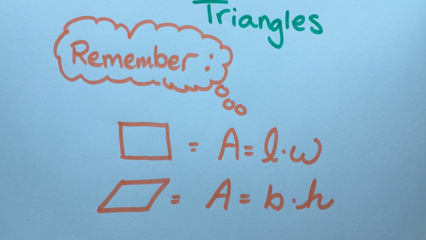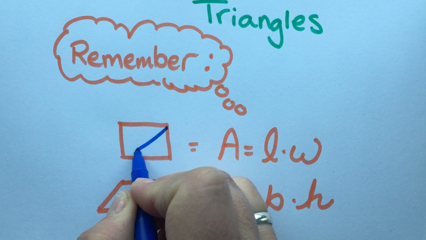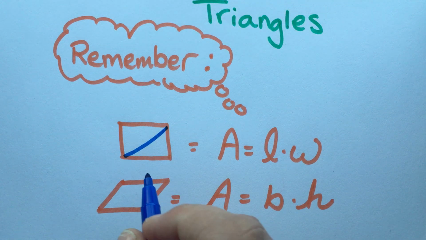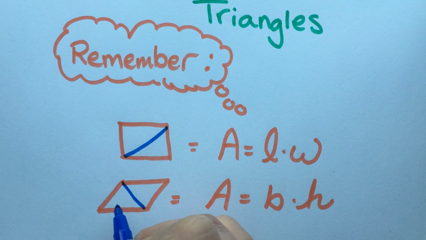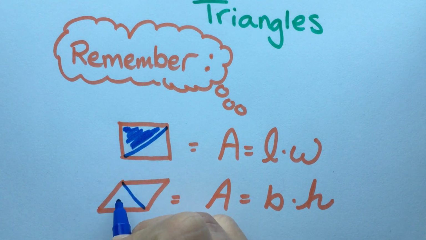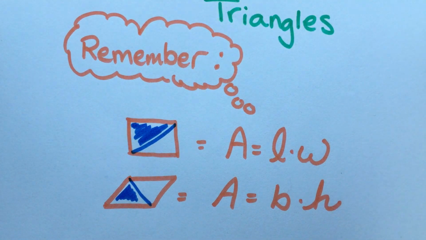So the first thing I want you to realize is that if I am super fancy, I can take any rectangle, and by drawing a line, I have now created two triangles that are stuck together. I can do the same thing with a parallelogram. I can draw a line, and then I have two triangles stuck together. So if I want to find the area of a triangle, if I want to find the area of just half of my rectangle, or just half of my parallelogram, I need to know how to do this first. So that's why I'm hoping you're practicing.